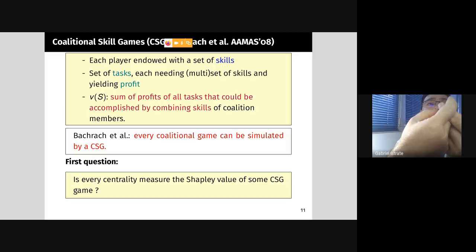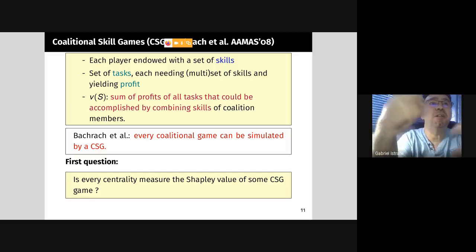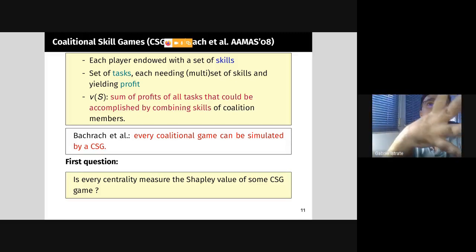And in a certain sense, Bachrach et al., who introduced this model, proved that you can simulate every coalitional game by such a coalitional skill game, which specifies the value of a coalition implicitly. You don't have to give it, you have a way to compute the function, the value of a coalition. There is an algorithm for it, which you can use for this. So a first question is, is every centrality measure the Shapley value of some coalitional skill game?